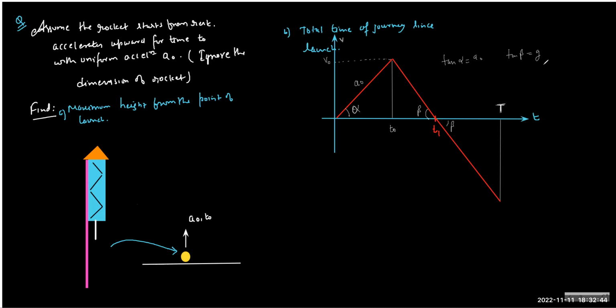I think hardly anyone is getting this graph. Are you guys getting the graph? Okay. So can you find the T1 first of all? What is V naught here? Using the graph, you can find V naught, right? Slope of the VT graph gives the acceleration. So can we write a naught equals tan alpha equals V naught by T naught?